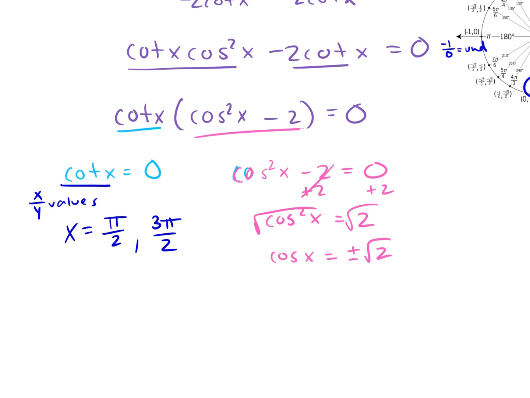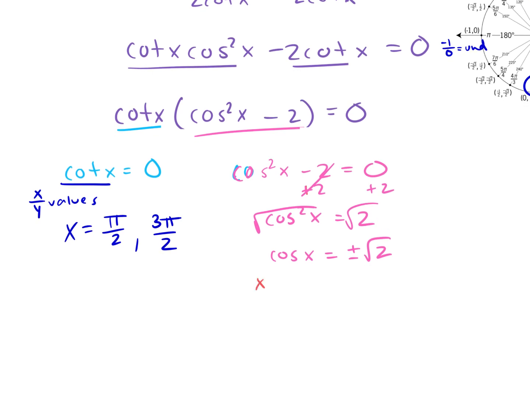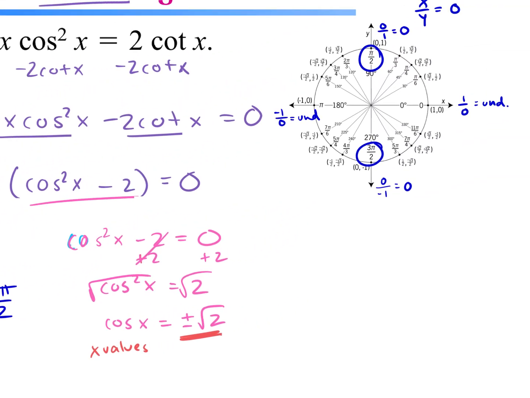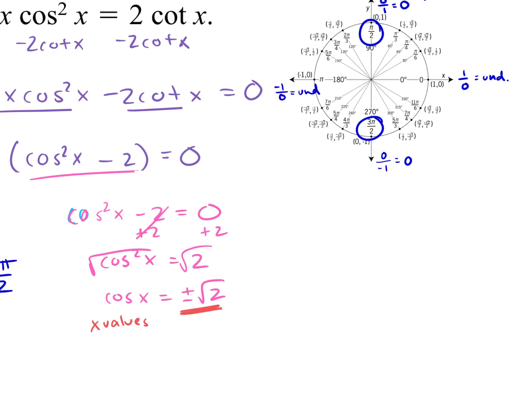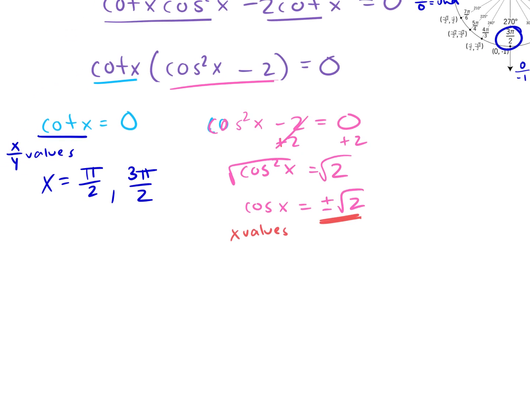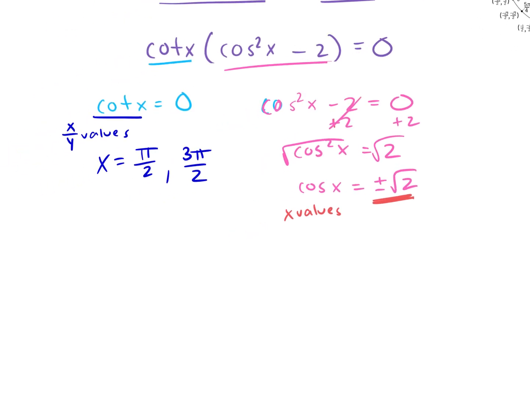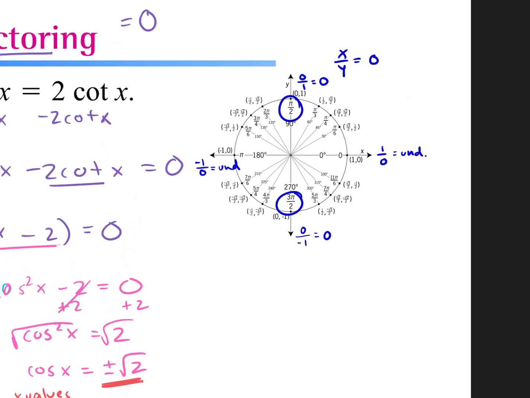Now cosine tells us we have to look at what values? X values. So on our unit circle, we need to see where our x values are either positive or negative square root 2. So let's look at our unit circle. Do we have anywhere where our x values are positive or negative square root 2? No. So this one doesn't have any solutions, so we would just stop there, and our answer would only be these two. Wait, how did you know that? Oh, because there was nothing. Yeah, let's look at our unit circle.